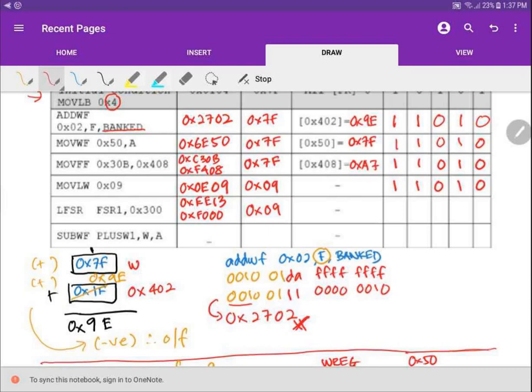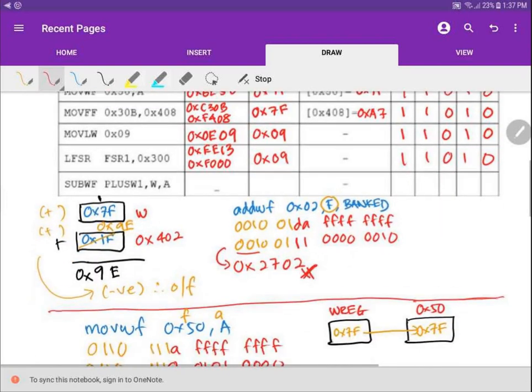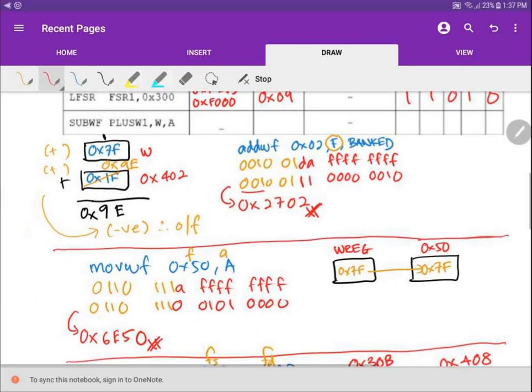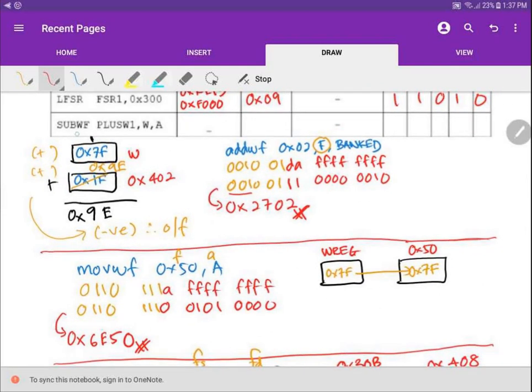Does LFSR affect status register? So 11010. Now the last one. Subtract working register from file register plus W1, WA. Now if you notice that there is no machine code for this because it's using indirect addressing mode. So you won't be able to find out. But you need to find out what is the content of working register and what is the status register. So we are doing this instruction actually. Subtract working register from file register.